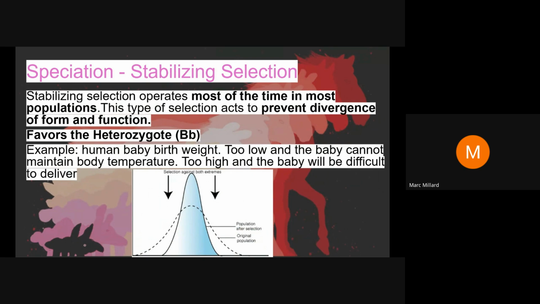Great example of this is human baby birth weight. If a baby is born with too low of a birth weight, it cannot maintain body temperature. It's hard to survive. If the birth weight is too high, then the baby will be difficult to deliver, and that's also hard to survive as well. So you'll notice most babies are kind of in this mid-range, right?